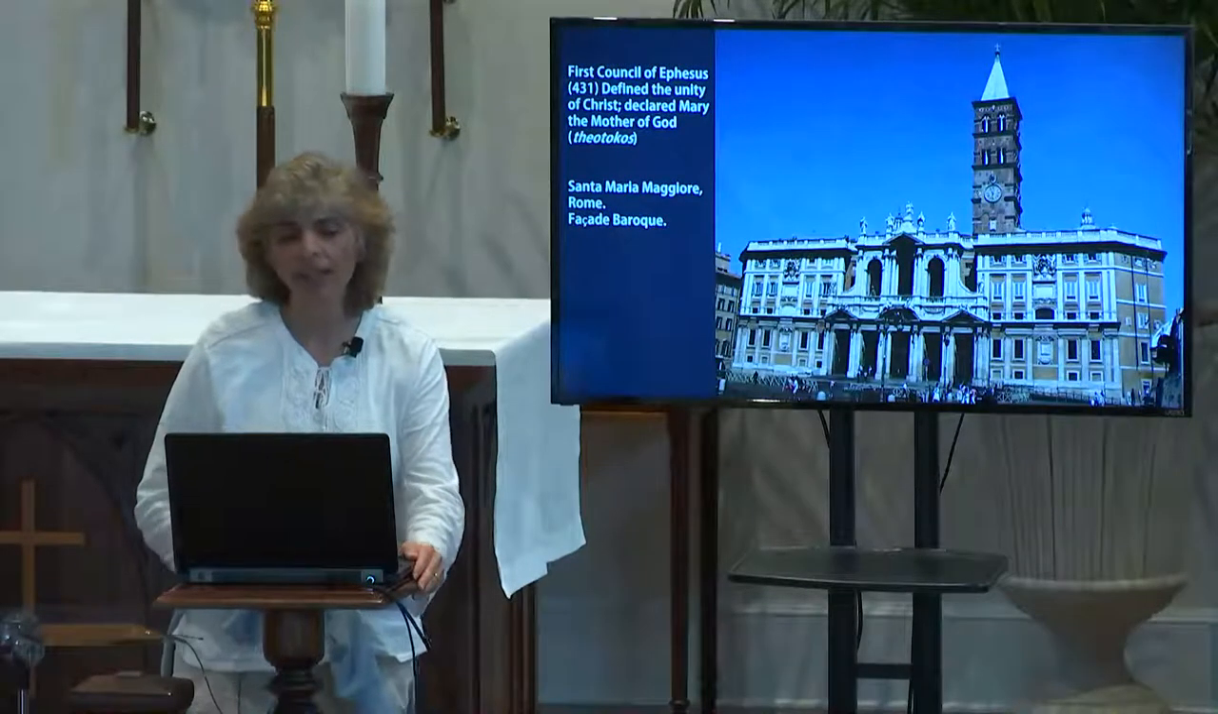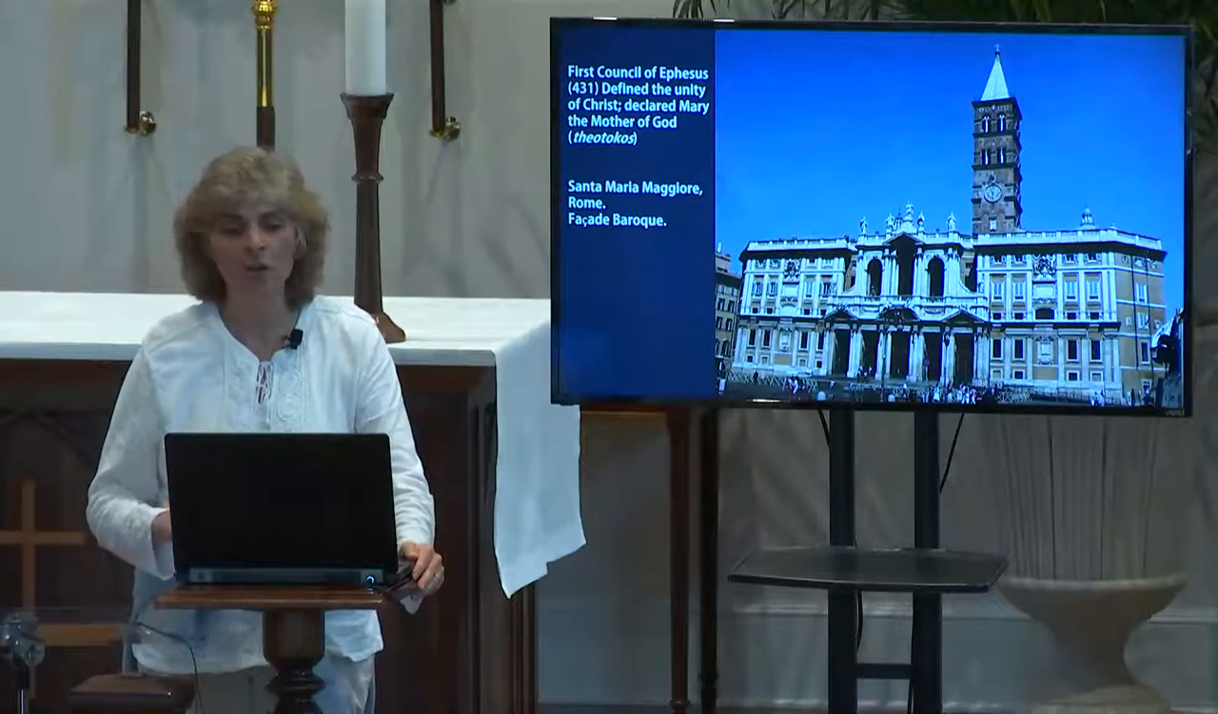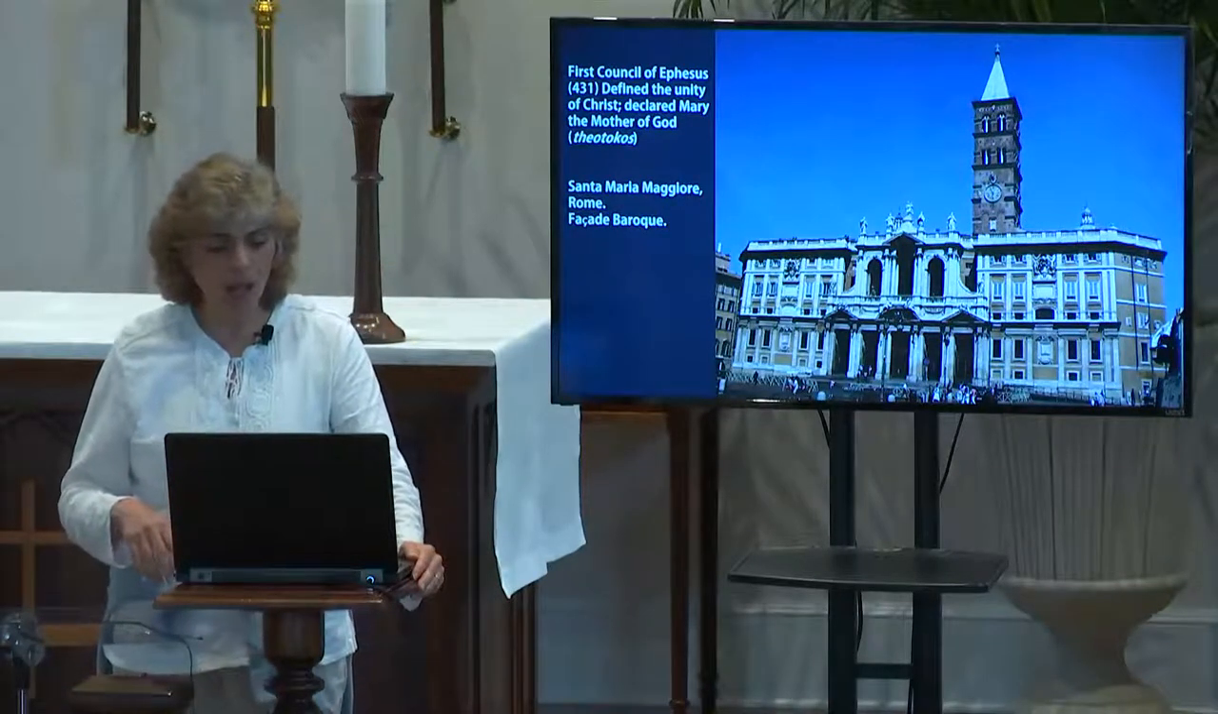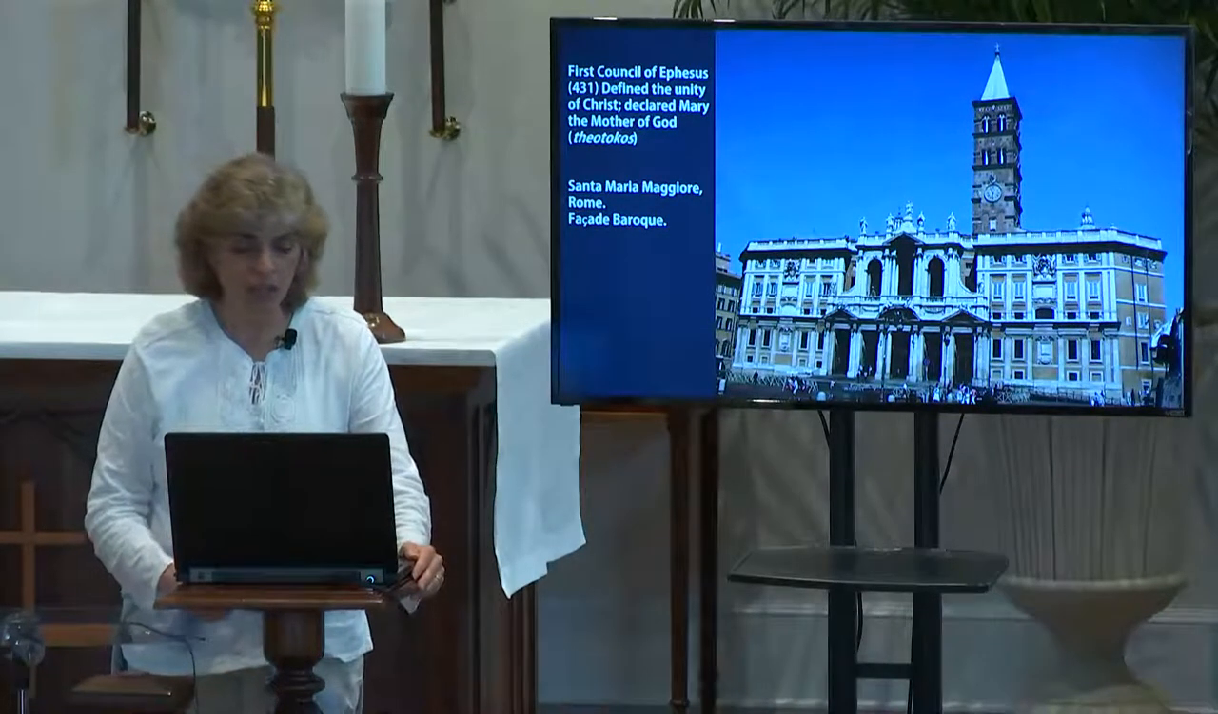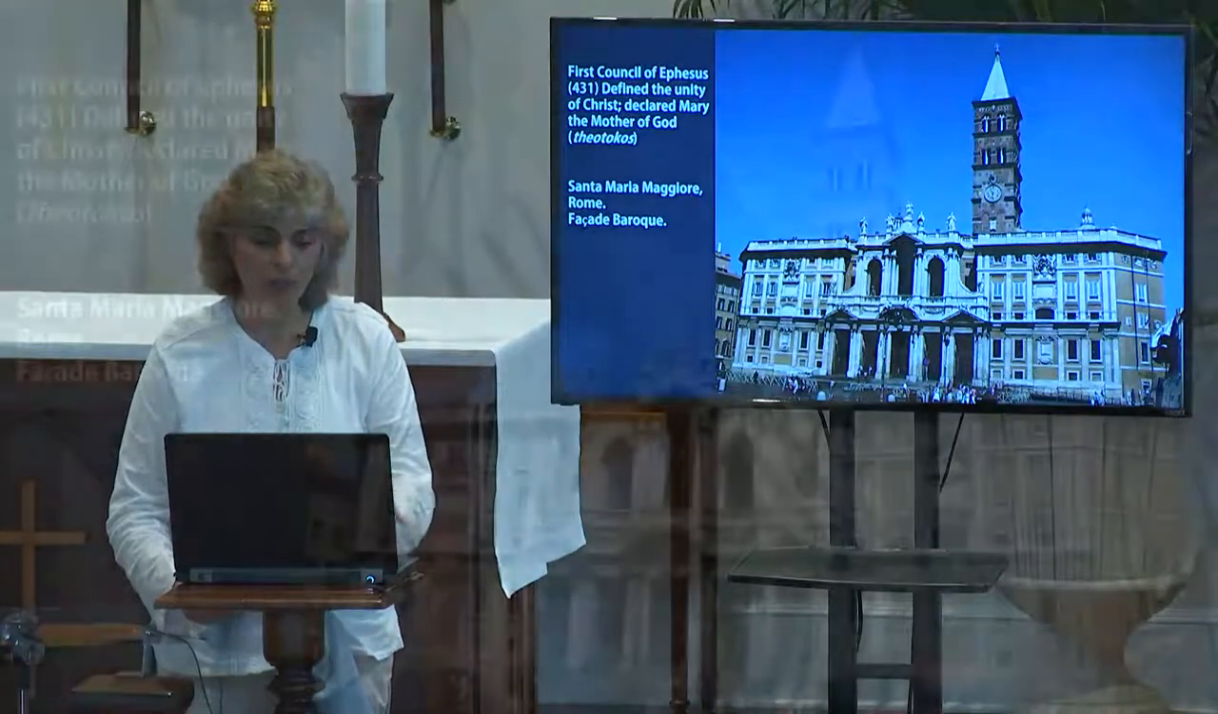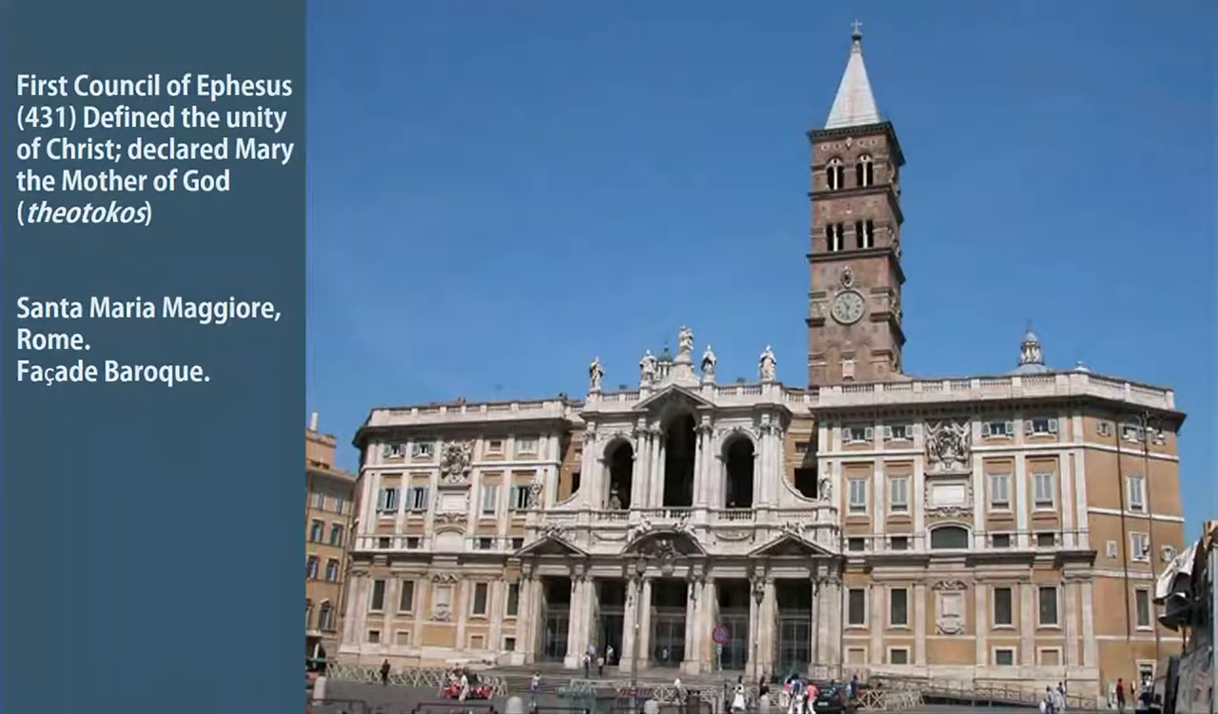One last basilica there, the Church of St. Mary Major, or Santa Maria Maggiore, dedicated to the Mother of Jesus. This church is built in response to the Council of Ephesus, which defined the unity of Christ, divine and human, and declared Mary the Theotokos. A major construction. And if you think about the time, 431, when this was starting to be built, Rome was already sacked by Alaric and yet to be attacked. And yet the church perseveres.